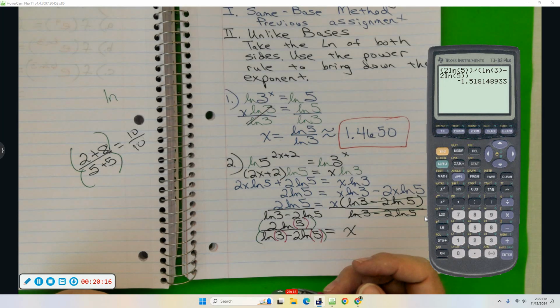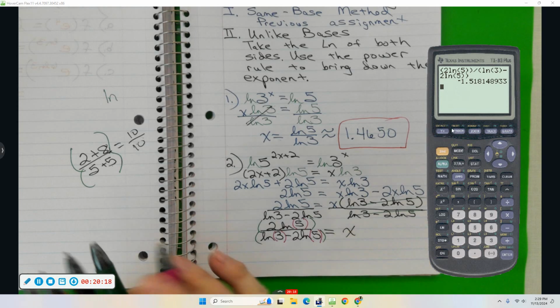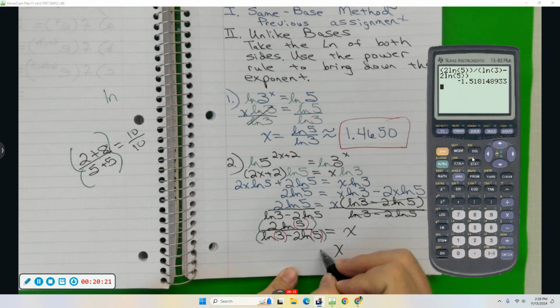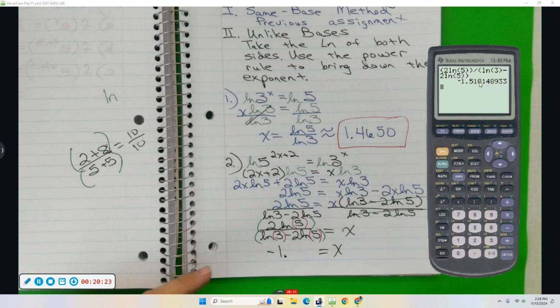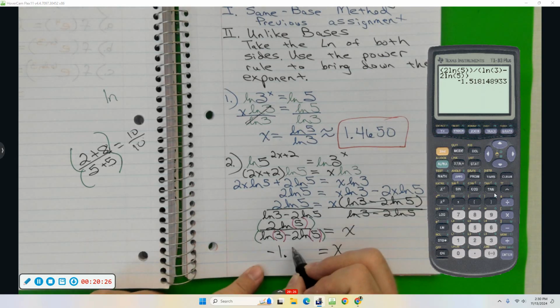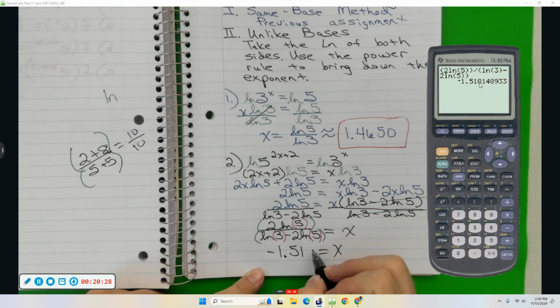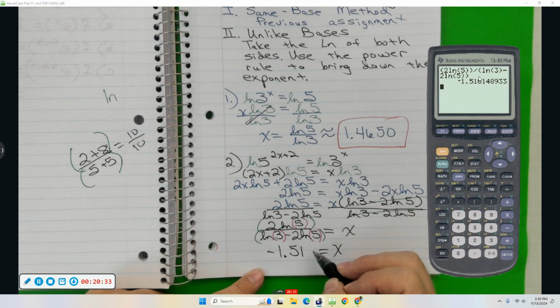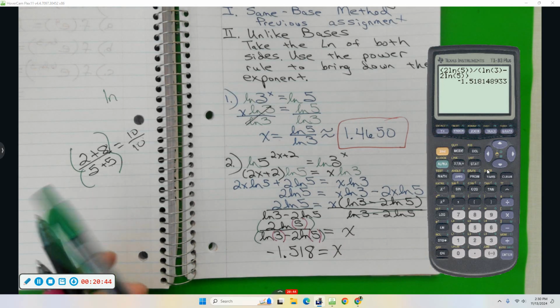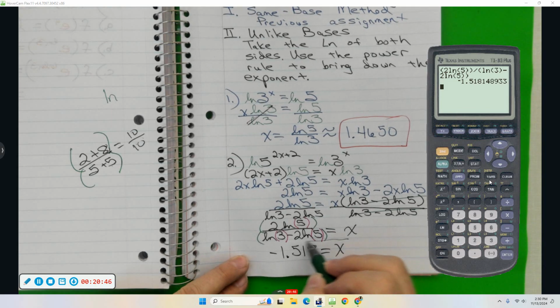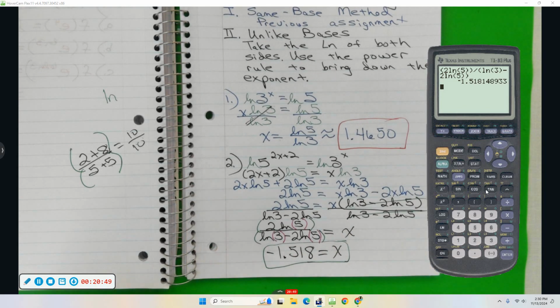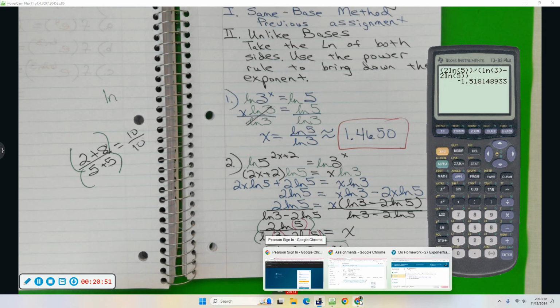So switch it back. That is a negative 1.51. Is it going to stay at 8 or go up to 9? We're rounding it to 3 decimal places. Negative 1.51, 8 or 9. 8, I agree. For my final answer, punch that in. Negative 1.58.